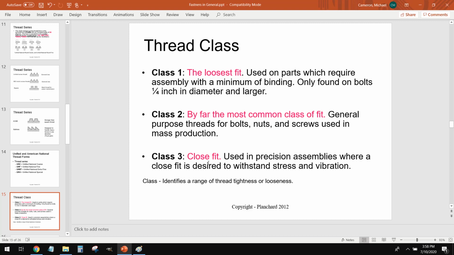And then class 3, this is the closest fit. This is where there's very little slop between the male and female threads. And we use this where precision is required. So a lot of threading in fine equipment, like watches and timekeeping and stuff like that, is a class 3 fit. And it also withstands stress and vibration. I'm sure you guys have all had a situation where you've had a part on a bicycle or a car or something shake itself loose over time. Class 3, they fit together really tight, and it's a little more resistant to that.